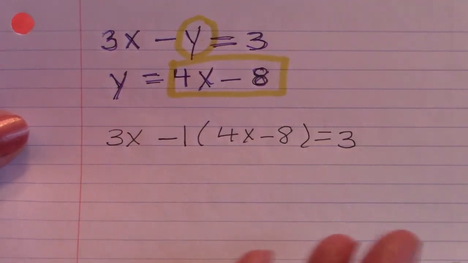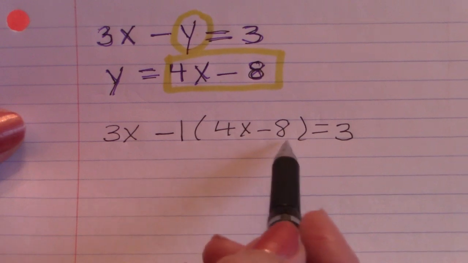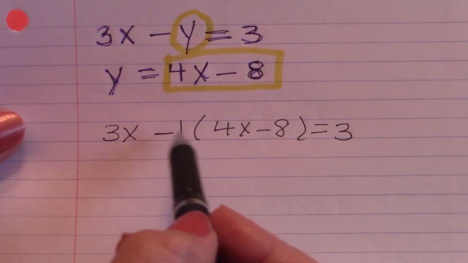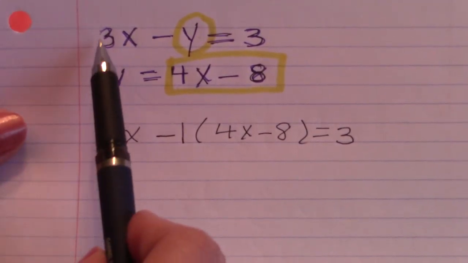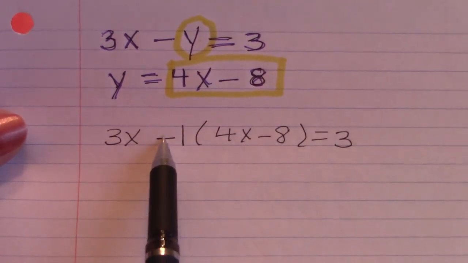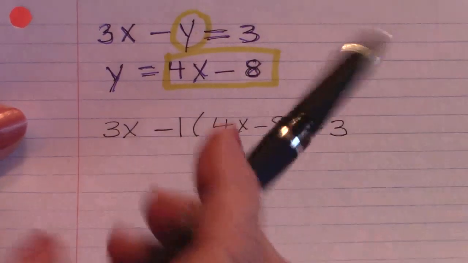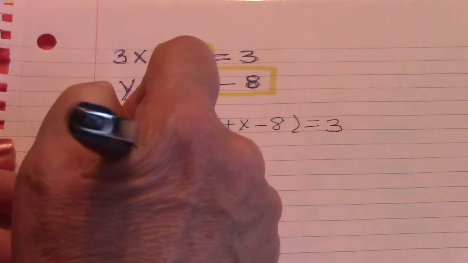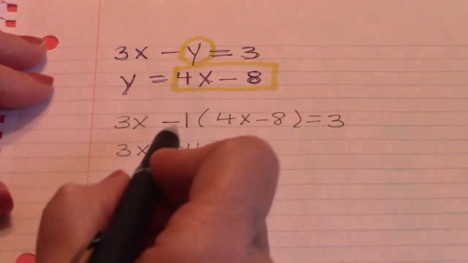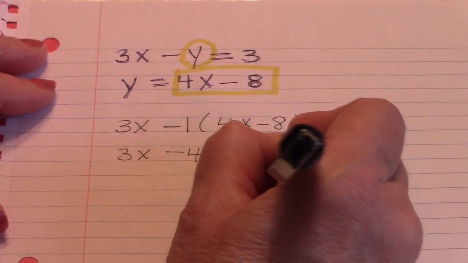Remember, when there's nothing there, a 1 is the identity property. It's like multiplying times what you have exactly here, the identity here. So I'm allowed to put that 1 in, and it'll help me distribute so that I don't just say 3x minus 4x minus 8. That negative has got to distribute here and here. Okay? So I get 3x minus 4x. A negative 1 times a negative 8 is a positive 8 equals 3.